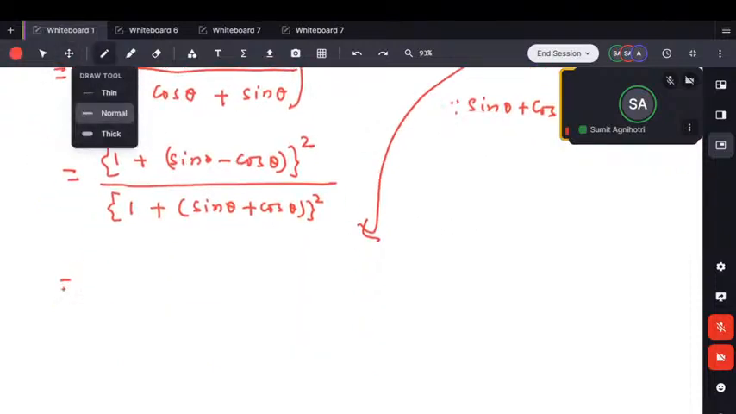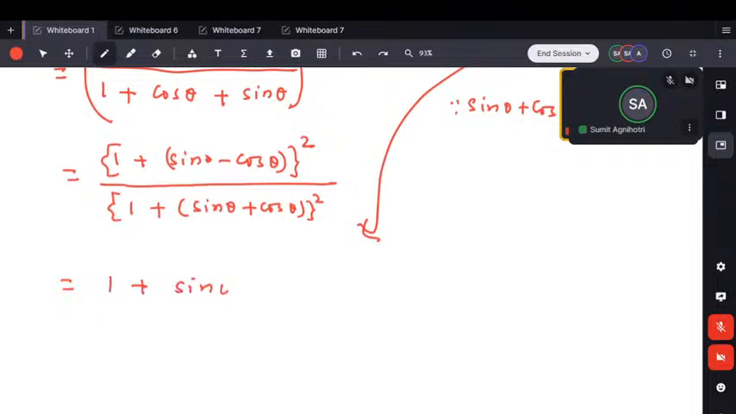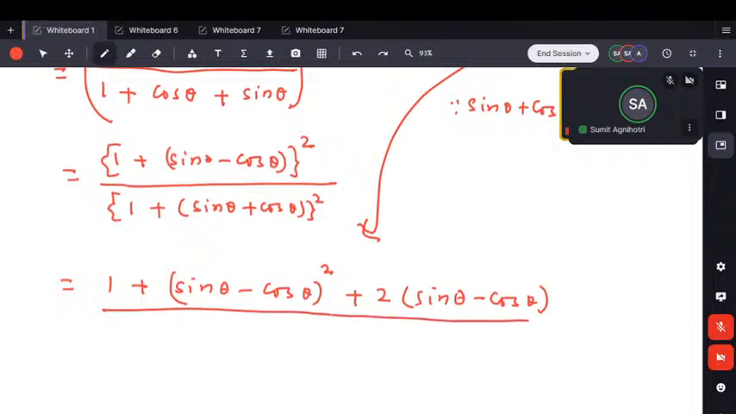We can apply it. X square, that is 1 square, plus y square, that means sin theta minus cos theta whole square, plus 2xy. 2 x is 1 and y is sin theta minus cos theta. Let's write all these things. Similarly, you apply or expand it here as well. If you expand it here, how will you expand?